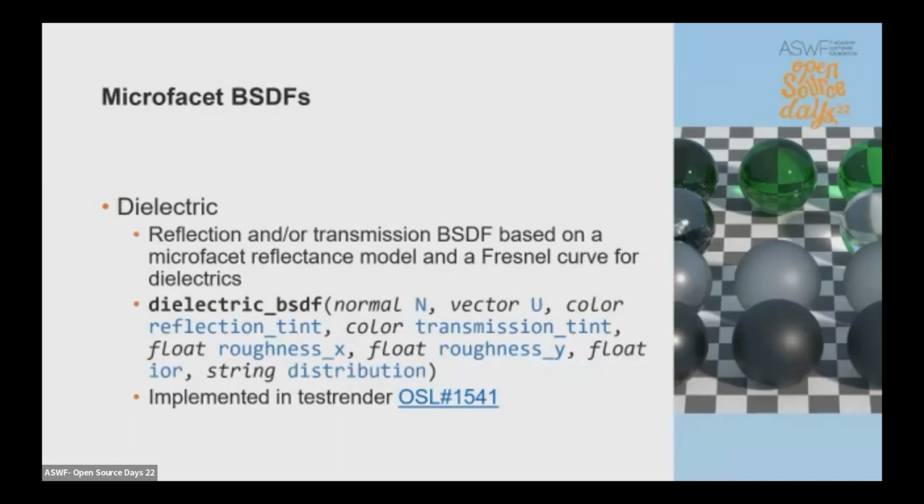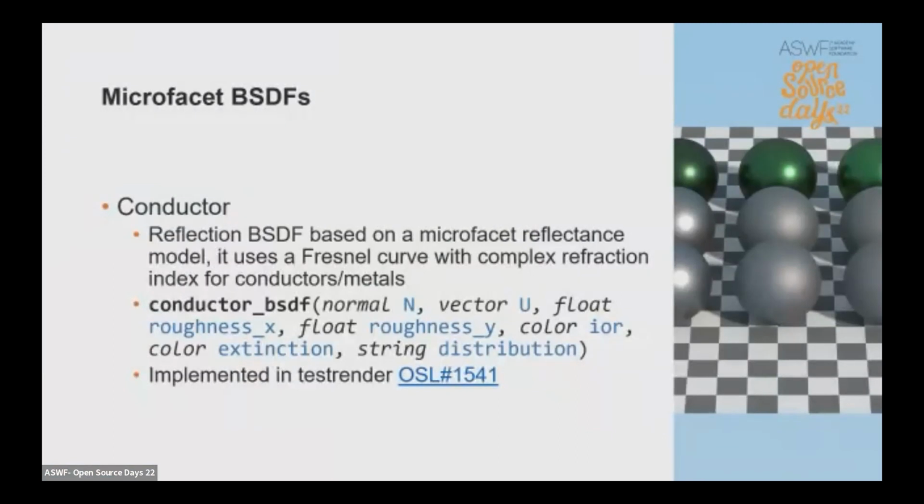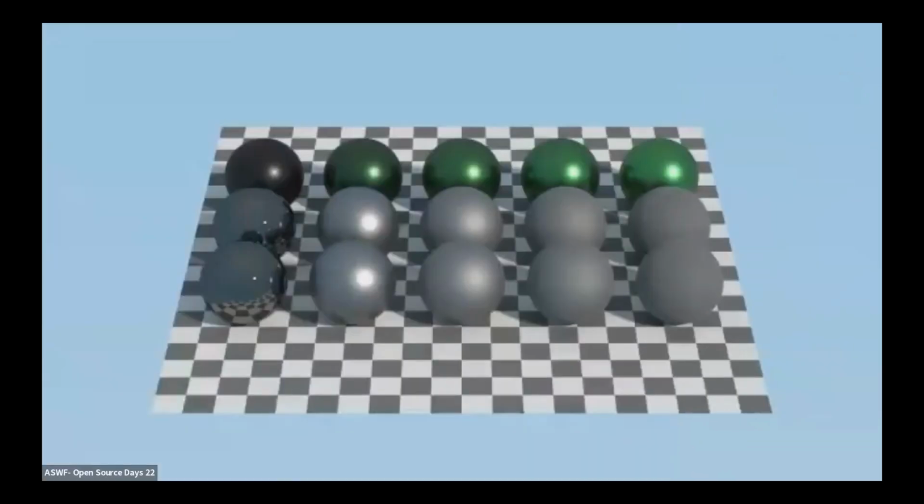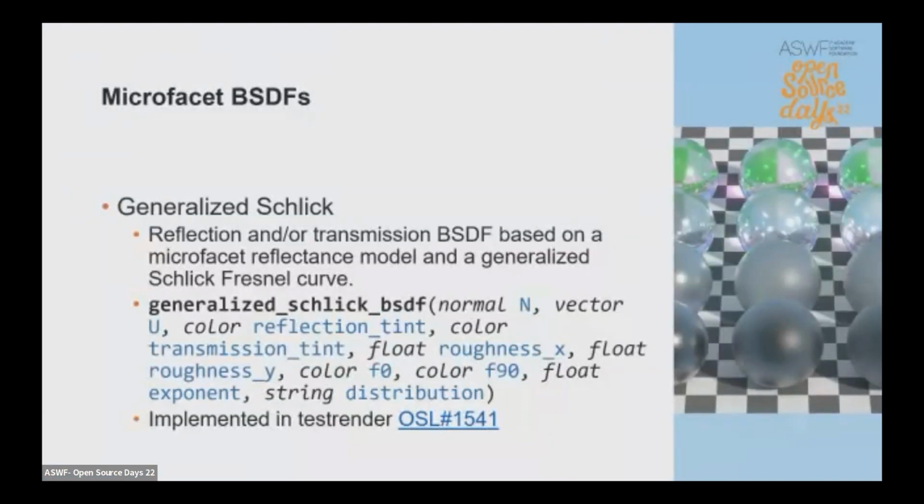After that, we have a set of microfacet BSDFs, so dielectric BSDF, like really very, very classic parameterization with the IOR. Conductor BSDF, it has a slightly different Fresnel parameterization. It's meant to work with the so-called friendly conductor Fresnel parameterization, where you pass an extinction and a reflection color. A differently parameterized dielectric BSDF using the Schlick curve.